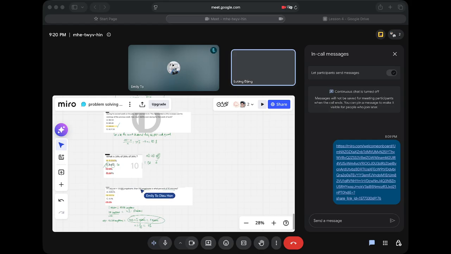Then 100 angstroms is what percent? Is what percent of 10 microns?